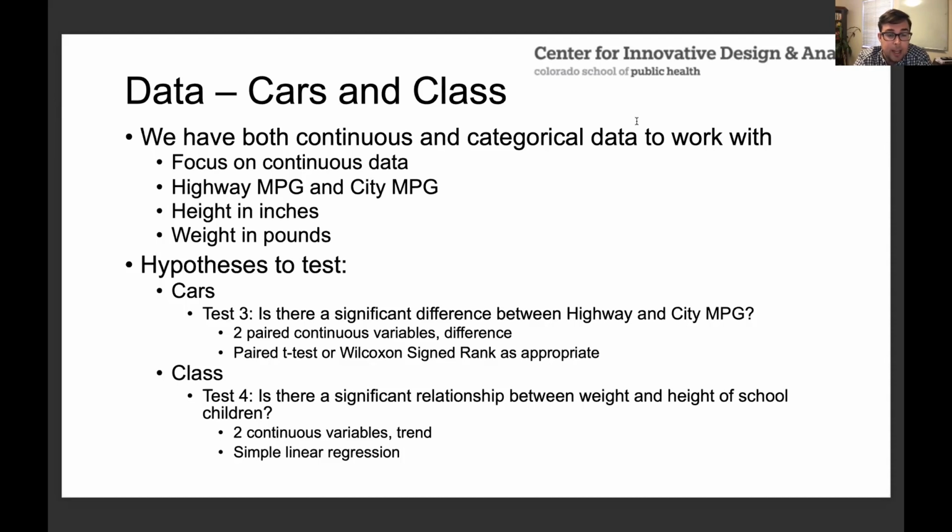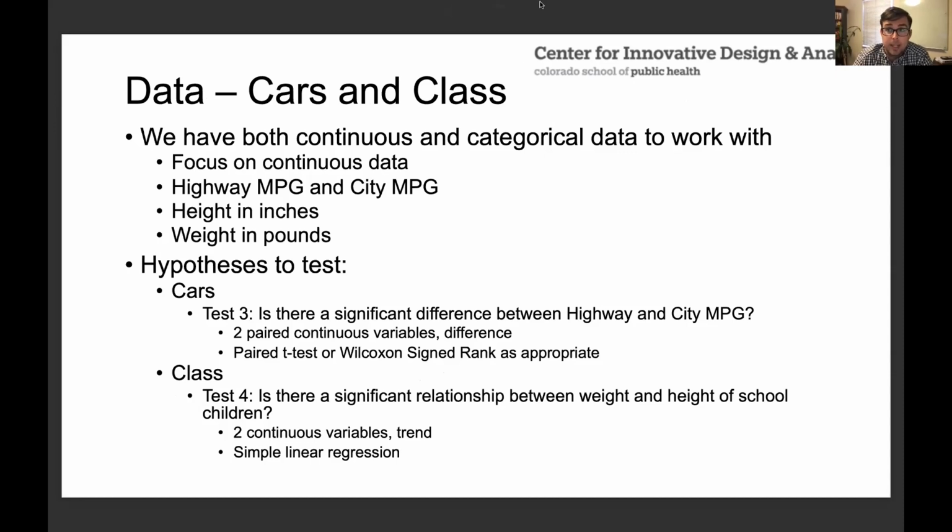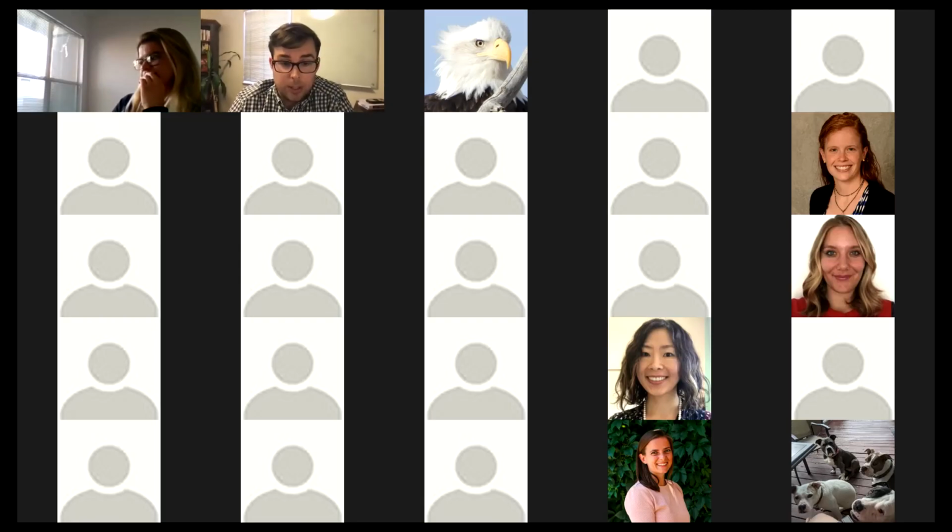And then finally, is there a significant relationship between weight and height of school children? Here we have two continuous variables, but we're looking at the trend. We want to look at the relationship between weight and height. It may be a reasonable hypothesis that the taller you are, the more you weigh, so we'll look at that hypothesis as well. So that is my introduction. Let's switch over to R and actually get started.